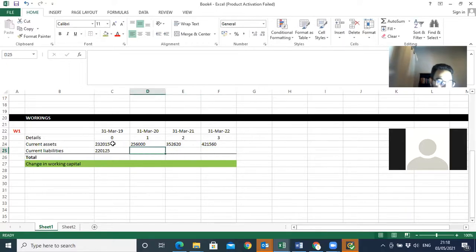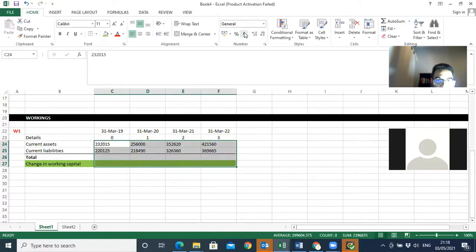Then current liabilities. 218 490. Next one. 326 360. The last one, 369 365.